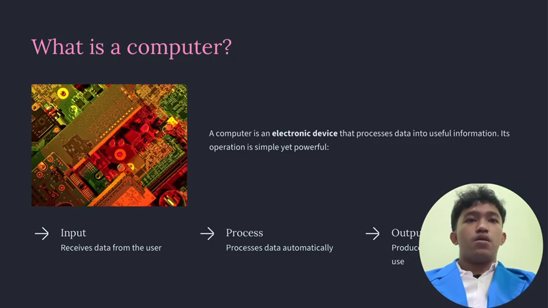The first, input. The computer receives data from us, the users. The second, process. That data is then processed automatically by the system. And the third, output. The final result comes out as ready to use information. So essentially, a computer works like a data processing factory. Raw data goes in, finished information comes out.